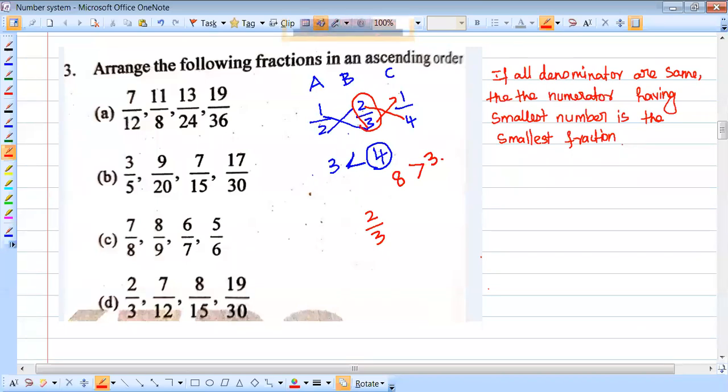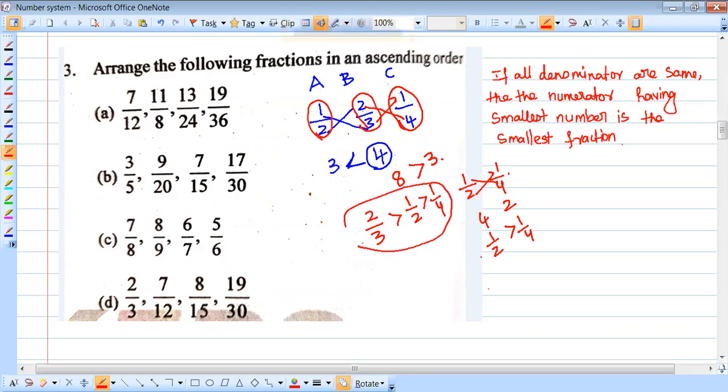So what is the remaining? 1 by 2 and 1 by 4 are there. So compare 1 by 2 and 1 by 4. Multiply 4 here, multiply 2 here. So 1 by 2 is greater than 1 by 4, then write it. 2 by 3 is greater than 1 by 2 is greater than 1 by 4. This is a simple method.